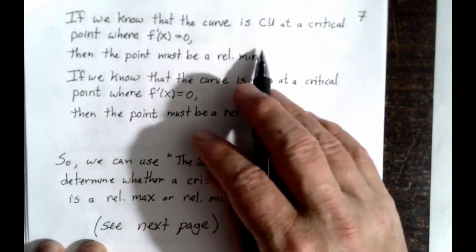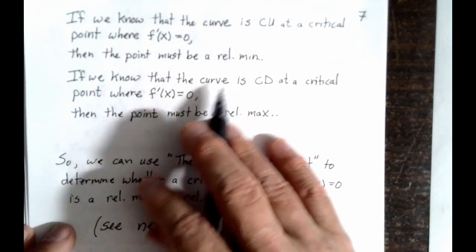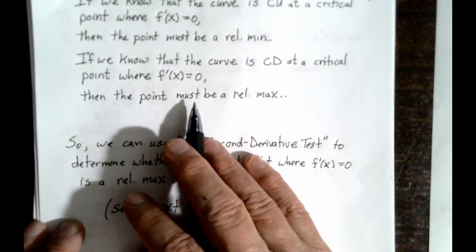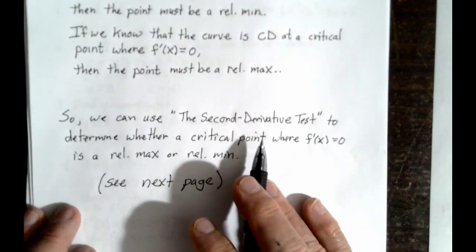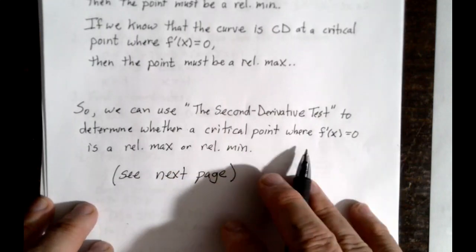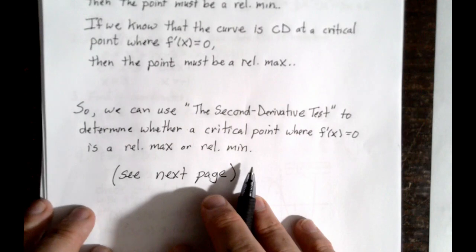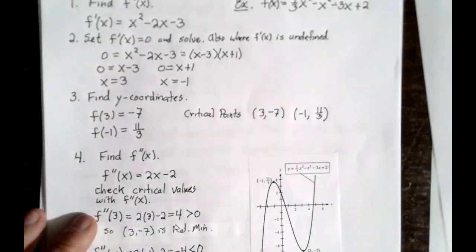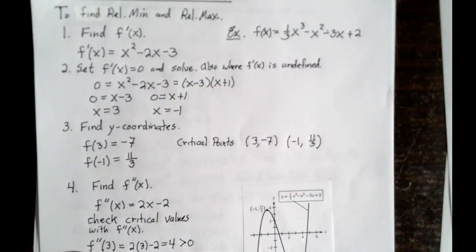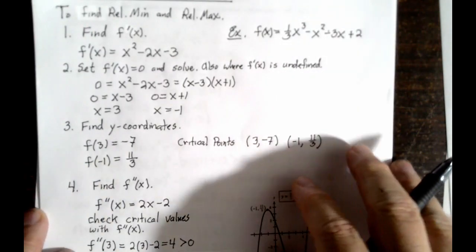So we know that if the curve is concave up at the critical point where f prime equals 0, then the point must be a relative min. If we know that the curve is concave down at a critical point where f prime equals 0, then we know the point must be a relative maximum. So we can use the second derivative test to determine whether a critical point where f prime of x equals 0 is a relative max or min. Right, so let's look at this. This is another way of checking to see if something's concave up or down. It does not always work, but when it does work, it's quick and easy.